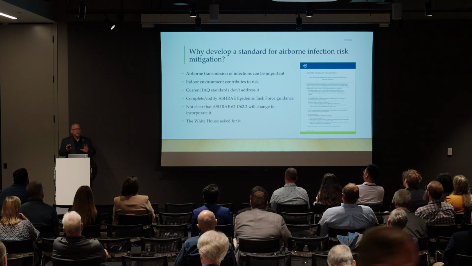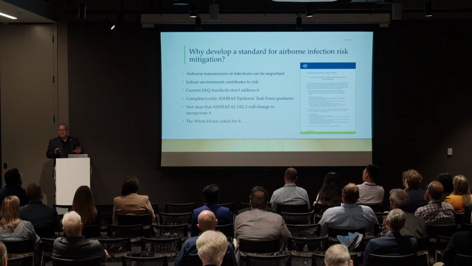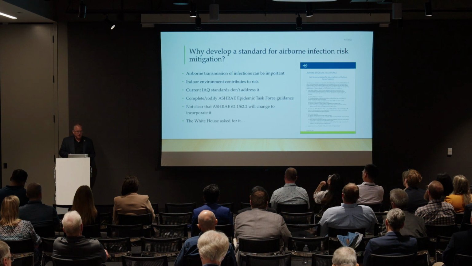Another reason for doing this now is that we put a lot of effort into the ASHRAE Epidemic Task Force developing guidance that was widely used, but that was all in the form of recommendations. So this standard gives us an opportunity to take all of that experience and then to work it into the form of enforceable minimum requirements that could go into a building code. And while we would like to believe that ASHRAE Standard 62.1 and 62.2 would change, there's no guarantee of that, nor is there any guarantee how long that will take. Those are standards that tend to move fairly slowly. Oh, and yes, the White House asked us to do it, and that was a big factor.